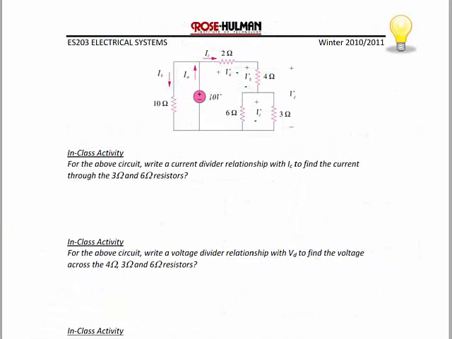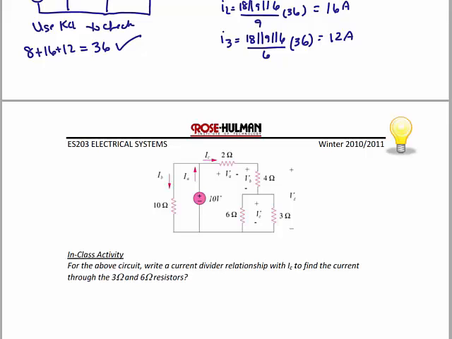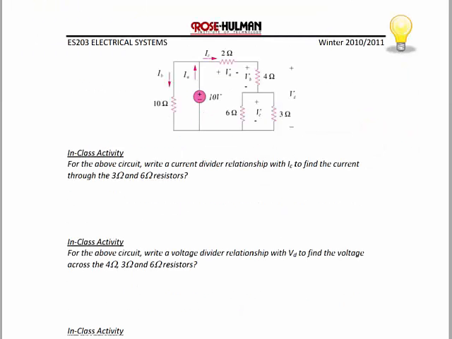Okay, let's try one more voltage and current divider example. For the above circuit, we have a current divider relationship with IC to find the current through the 3 and 6 ohm resistors. So if we look here, IC is the source current that divides between the 6 ohm and the 3 ohm resistor. So if I was going to write a relationship in order to find the current through the 3 ohm and 6 ohm resistors using IC, the current through the 6 ohm resistor is equal to 6 in parallel with 3 divided by 6 times IC, which is 2 over 6 IC, or 1/3 IC.